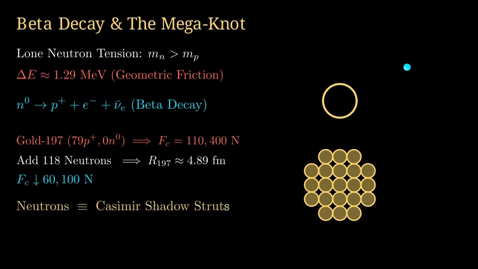The neutrons act strictly as Casimir shadow struts. They provide the necessary internal geometric cross-linking. The surrounding lattice braces the neutron's internal friction, permanently stabilizing both the neutron and the heavy element.